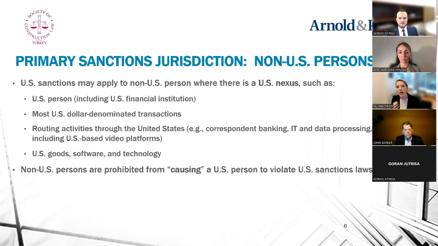And the nexus that can bring non-US activity into jurisdiction is very broad again. So if you have any US person involved, including a US financial institution, most dollar-denominated transactions will be subject to US jurisdiction because they transit through the US financial system. If you route any activities through the United States, for example, IT and data processing, even if you use a US-based email server, that could bring all of your activity within the jurisdiction of the United States. And one of the broadest categories is if your activity includes or uses any US goods, software, or technology. We'll get into this a bit more later, but that is also a US nexus that would allow the United States to require you to comply with US sanctions laws.